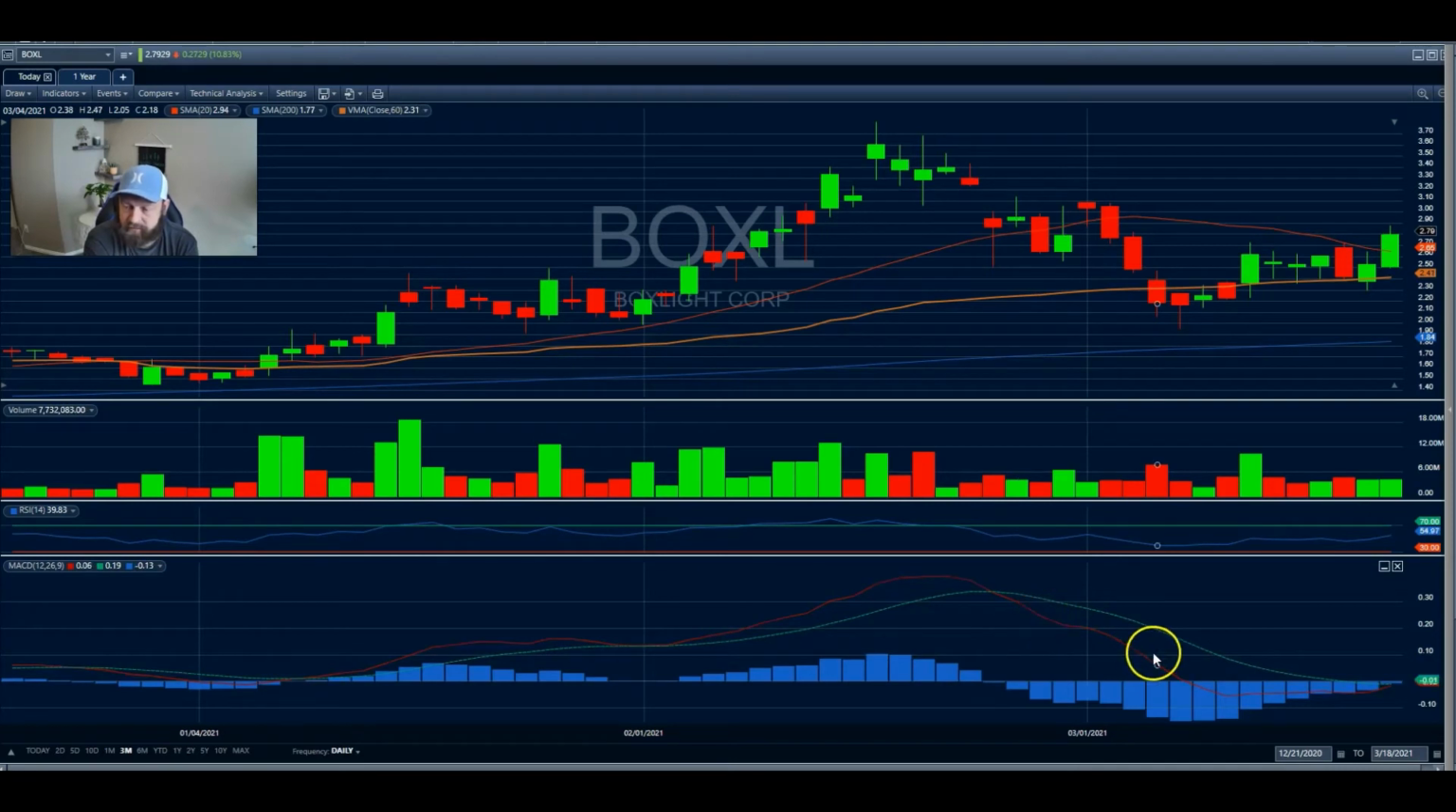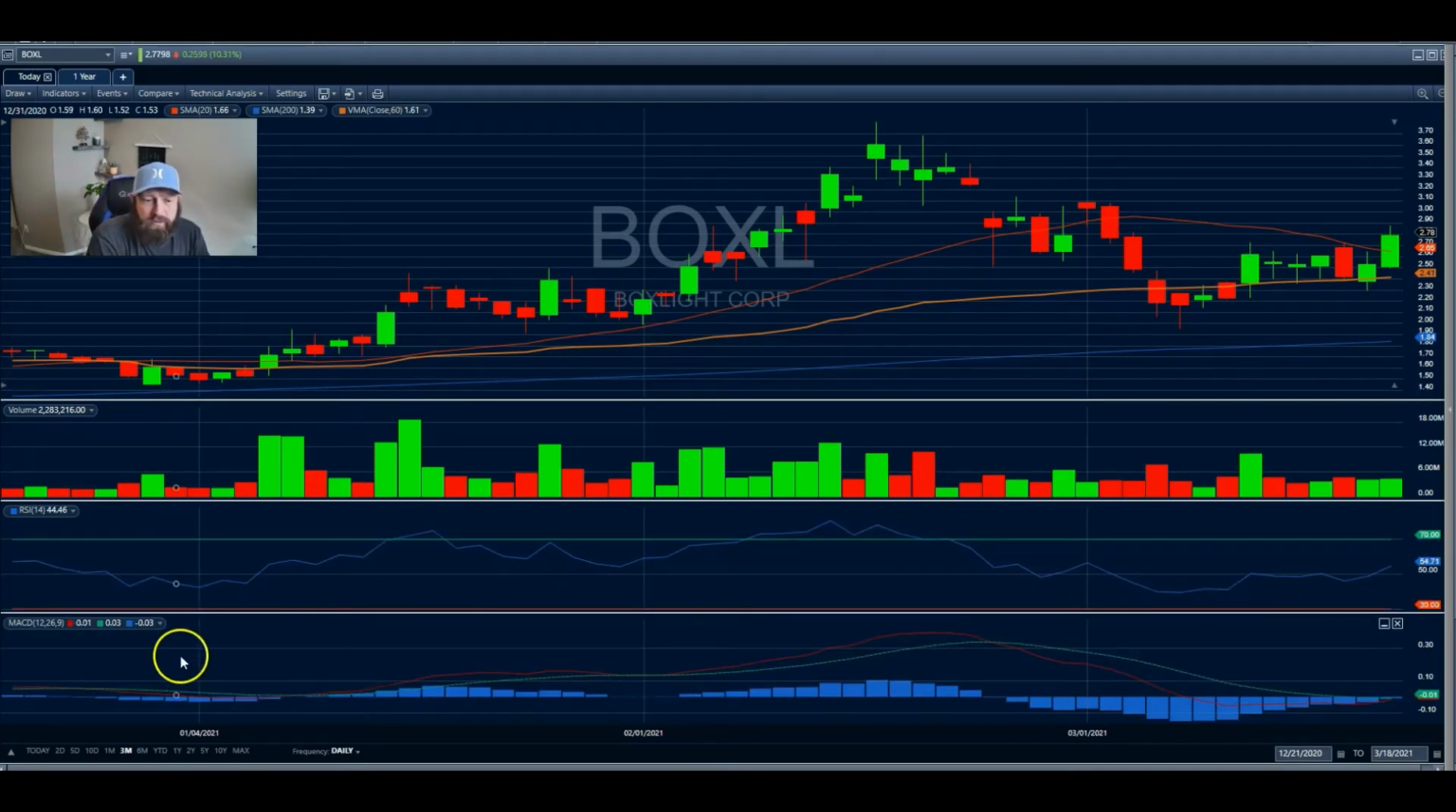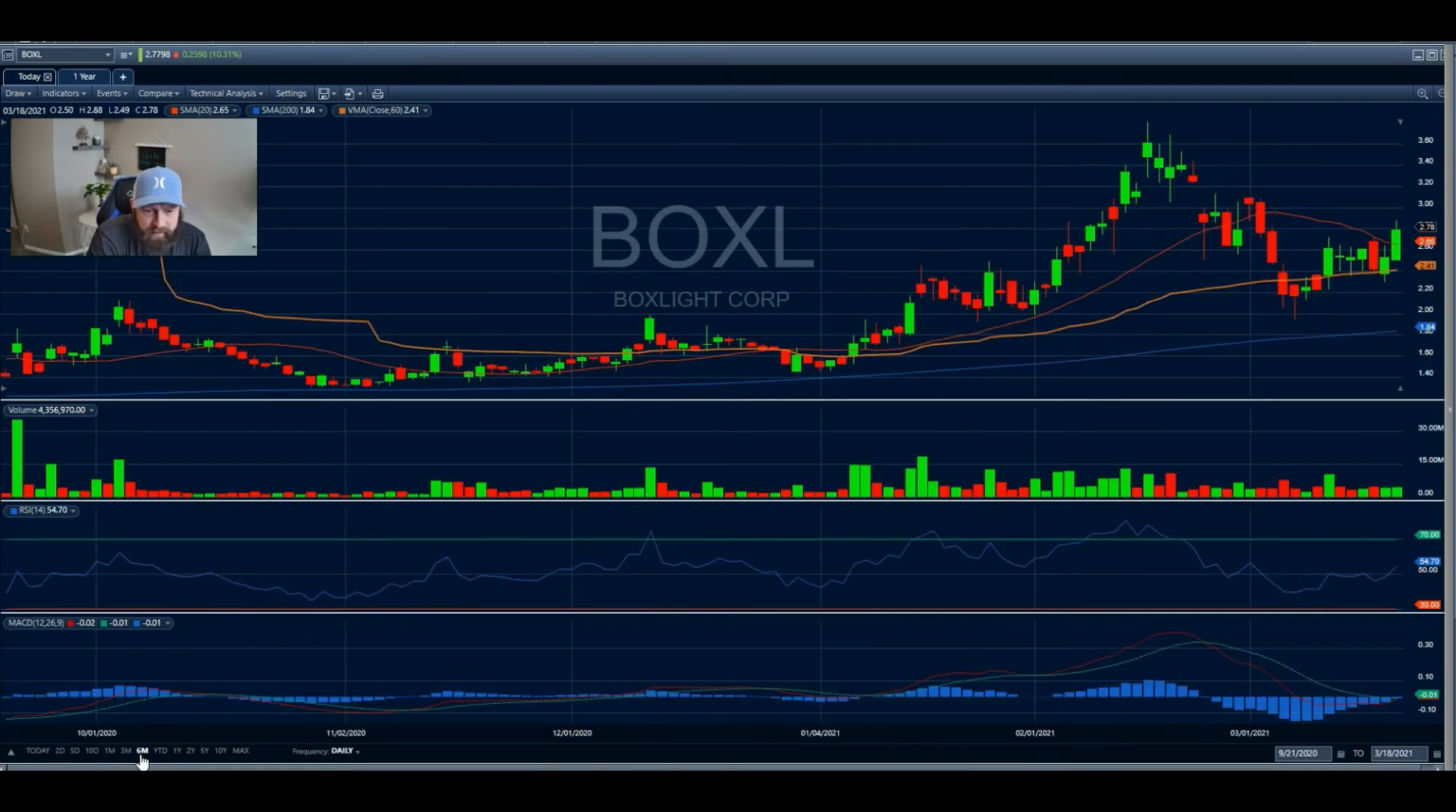So that would have been a pretty nice profit right there if you had been using the crosses as your buy and sell signal. Another way you can use the MACD for buy and sell signals is when both of your lines cross above the 0 line. So we don't really have an example. Let me see if I can go out.